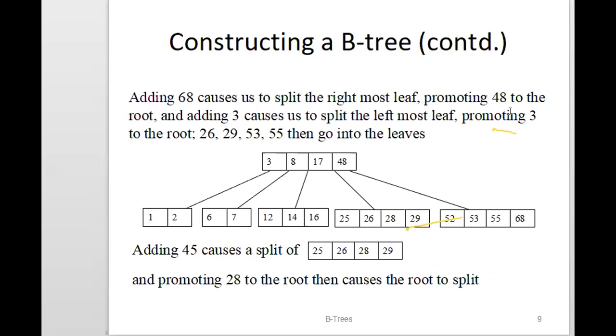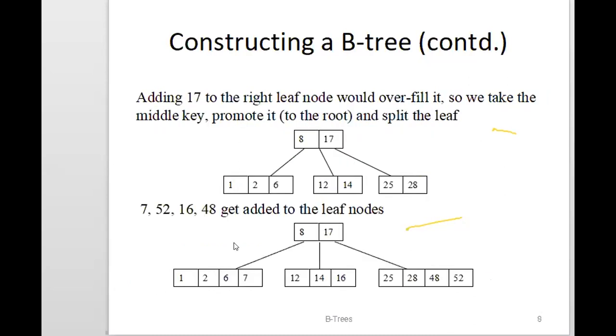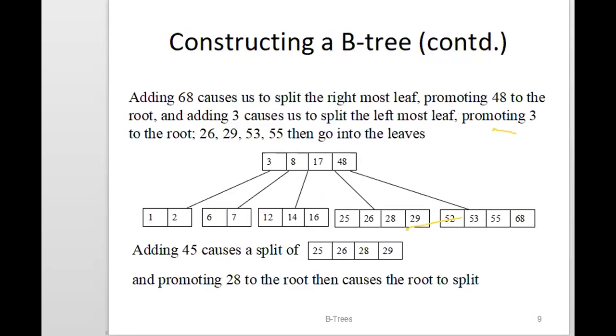And again, after 63 we have to add 3. So 3 will be added here. This will again violate the rule, so 3 will go one level up. After splitting this and this, 3 becomes a root and 48 becomes a root. So the tree will look like this. 3 and 48 are at the root level, and then the left and right children are according to the rule. We are creating this tree.